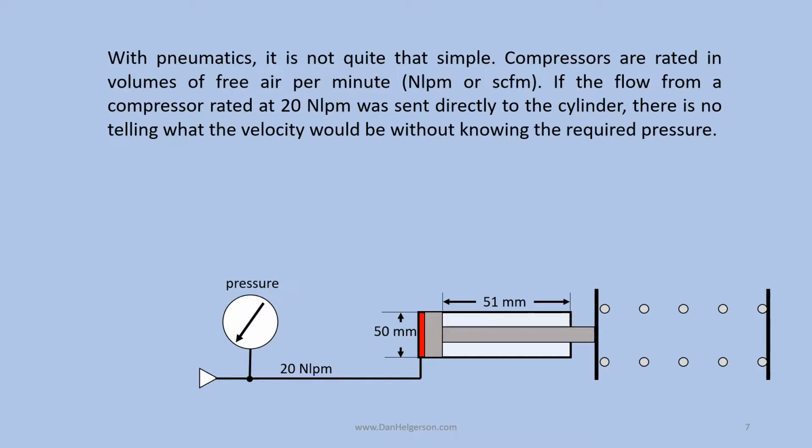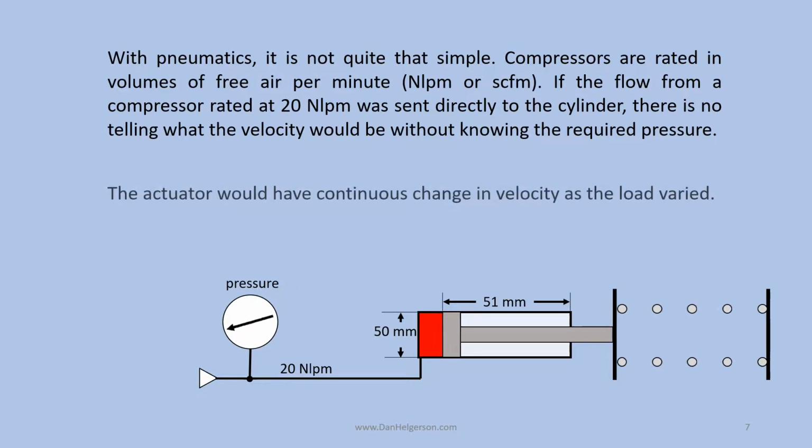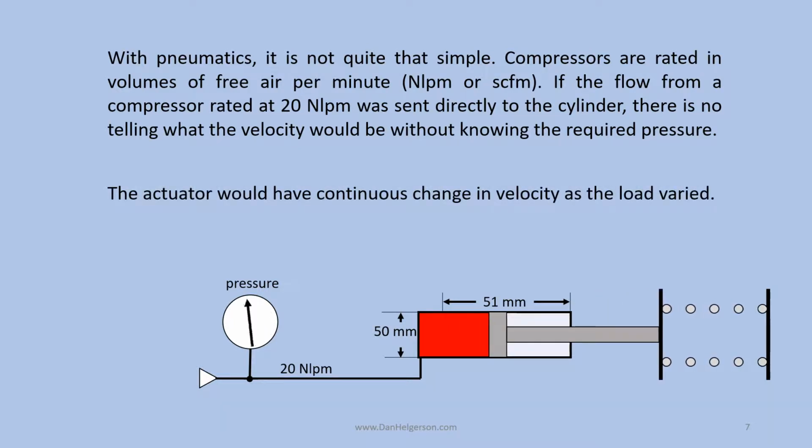With pneumatics, it is not quite that simple. Compressors are rated in volumes of free air per minute, normal liters per minute or standard cubic feet per minute. If the flow from a compressor rated at 20 normal liters per minute was sent directly to the cylinder, there is no telling what the velocity would be without knowing the required pressure. The actuator would have continuous change in velocity as the load varied.